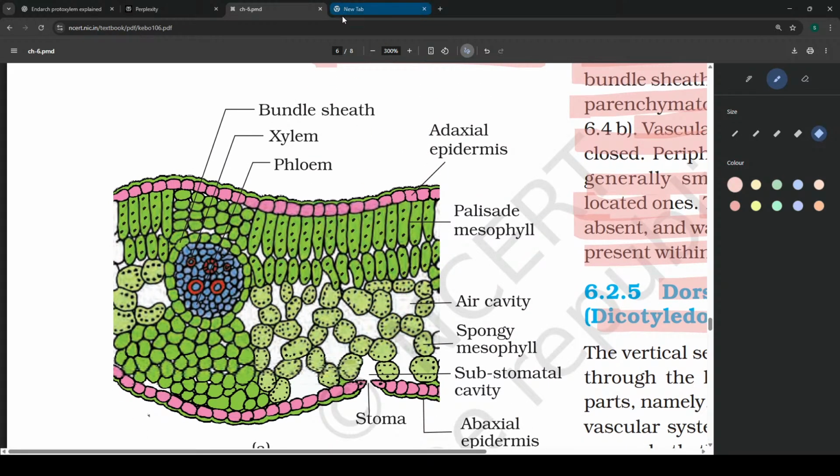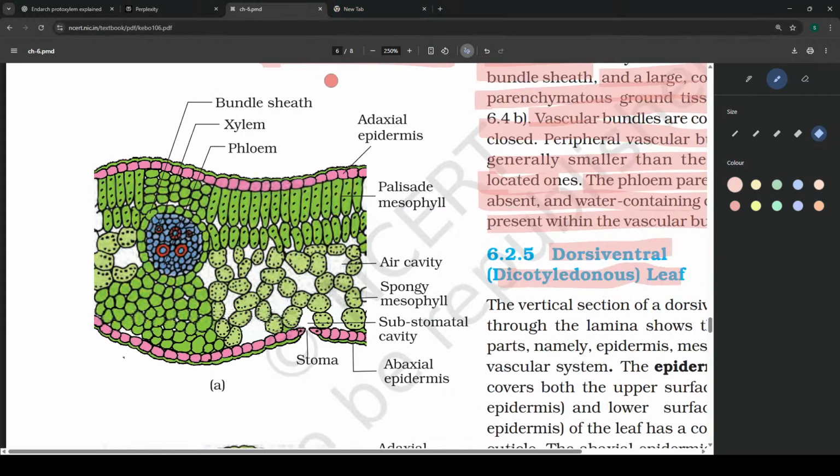This is the dorsiventral leaf structure, a schematic representation here. There are two surfaces for the dorsiventral leaf, the adaxial surface and the abaxial surface. The adaxial is the outer surface which is exposed to the sunlight. Abaxial is the below surface.